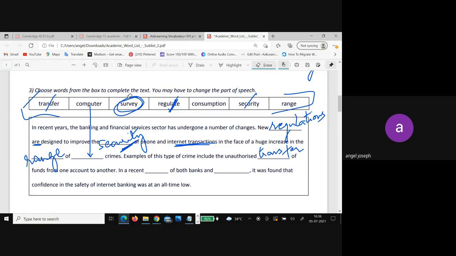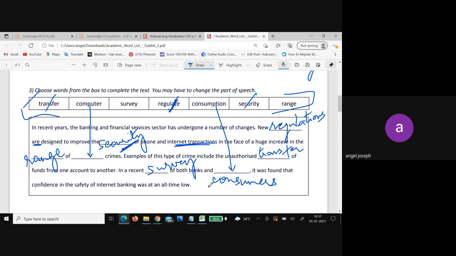In a recent, let me put off the words which are not used. Sorry. In a recent survey. Yes. In a recent survey of both banks and consumers. Consumption, the people who do consumption, what are they called? Consumer. Very good. So in a recent survey of banks and consumers, people who are buying bank related products, it was found that the confidence in the safety of internet banking was at an all time low.